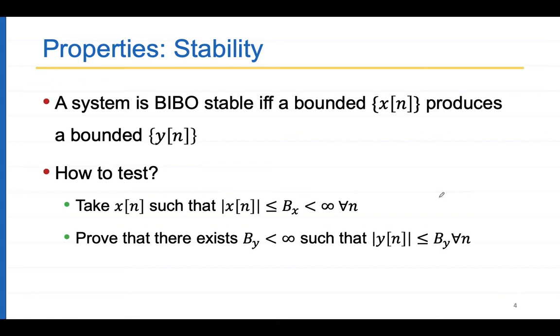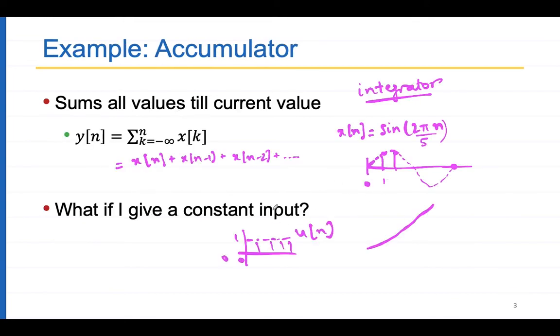What is the meaning of stability? A system is BIBO stable, which means bounded input, bounded output stable, if a bounded input sequence produces a bounded output sequence. So we saw the example of constant input given to an accumulator. We saw that this is not bounded. Even if the input is bounded, your x is always equal to 1, which means it is less than or equal to 1 for all n. This means that my y of n is equal to basically n always, right? So this is not bounded, because as n keeps increasing, my y of n also will keep increasing.